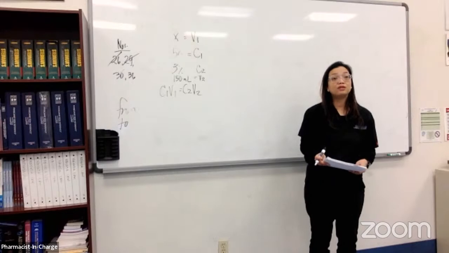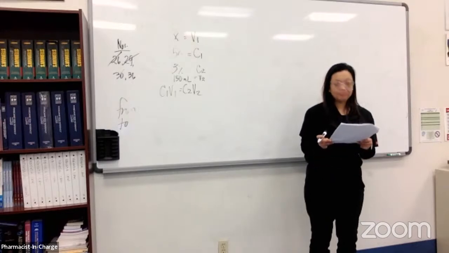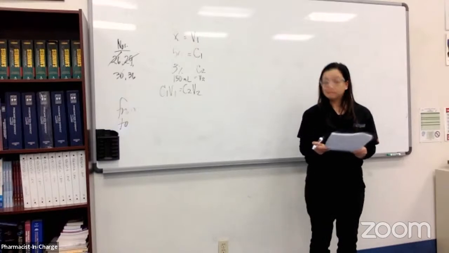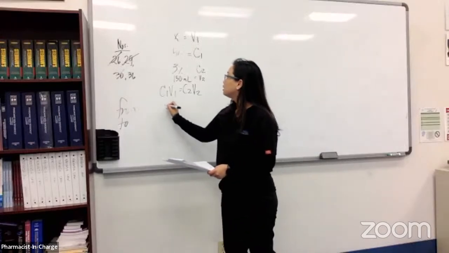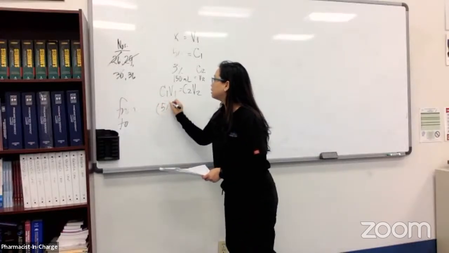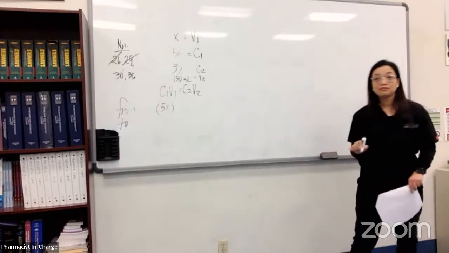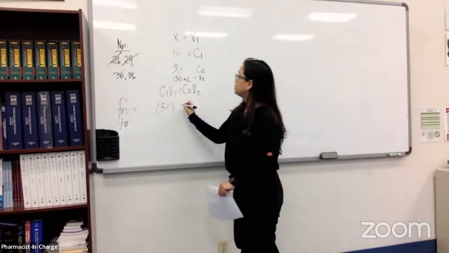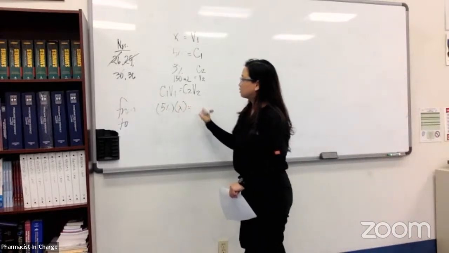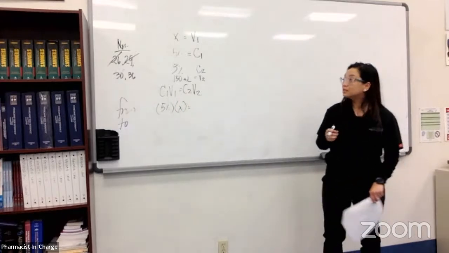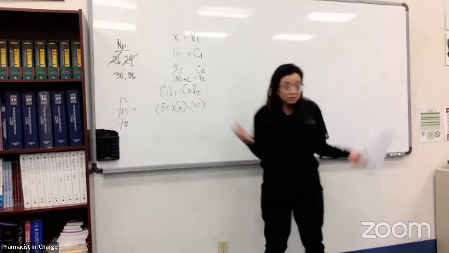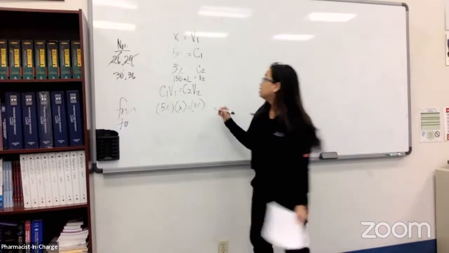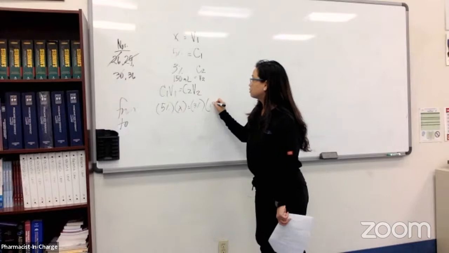Who did C1 V1 equals C2 V2? No one? Oh, you like tic-tac-toe, and that's fine. Okay. How did I do the C1 V1 equals C2 V2? I used 5% as my C1. What's my V1? I said it's X, right? What's my C2? 3%, because it didn't tell me to use alligation. What's my V2? 150.